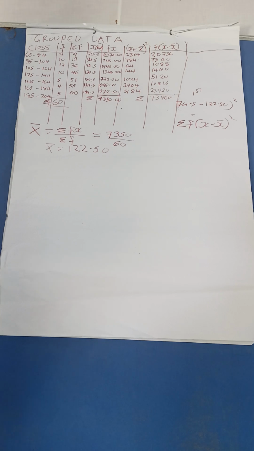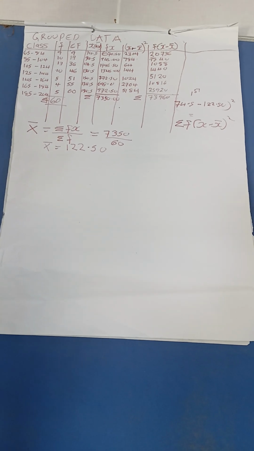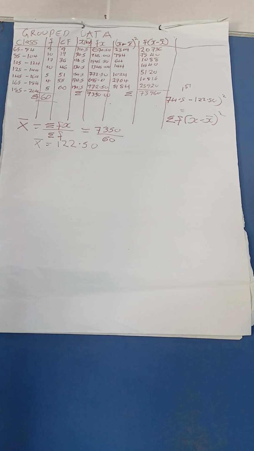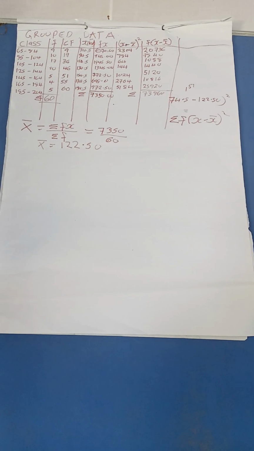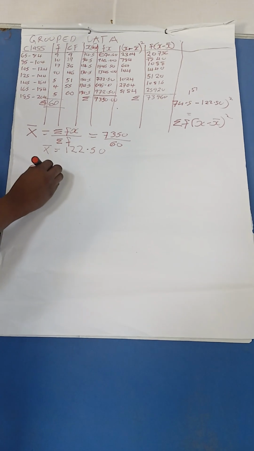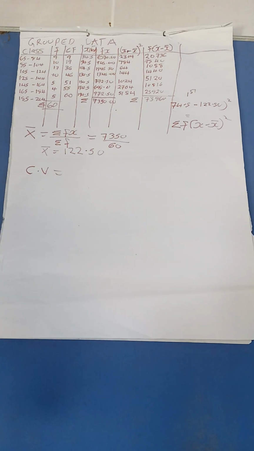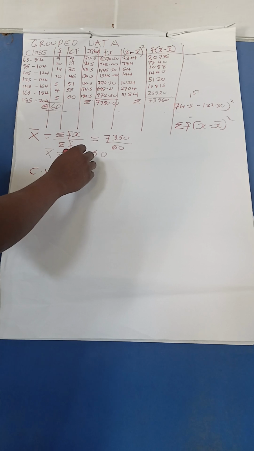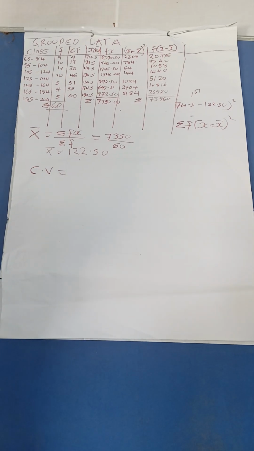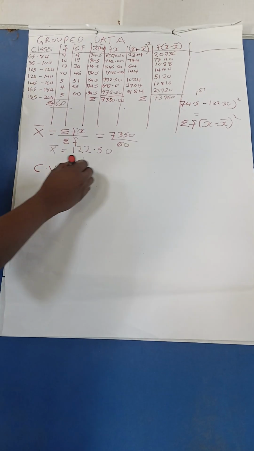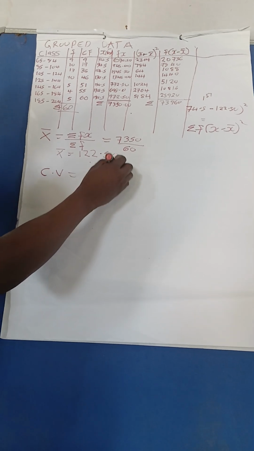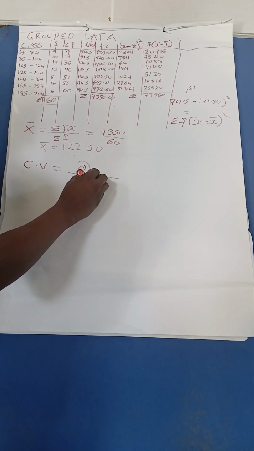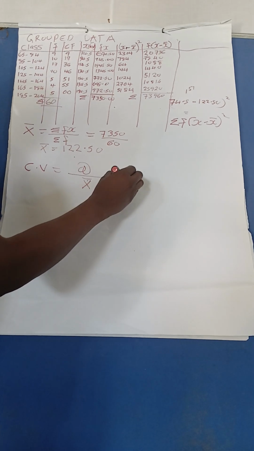Good. So you realize what we want at the end of the day: you have to calculate the coefficient of variation of this data. Remember we said the coefficient of variation is equal to sigma, the standard deviation, divided by the mean, then you multiply by 100.